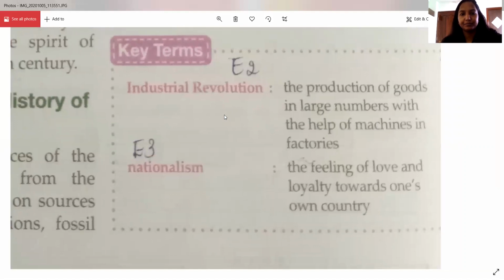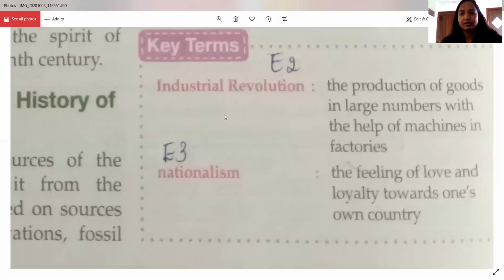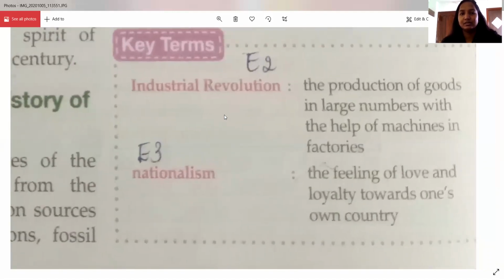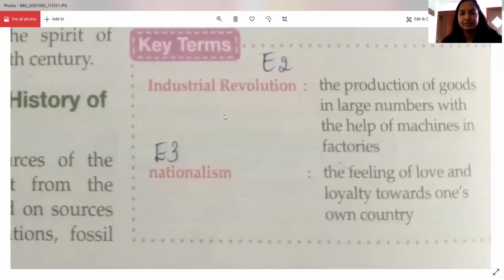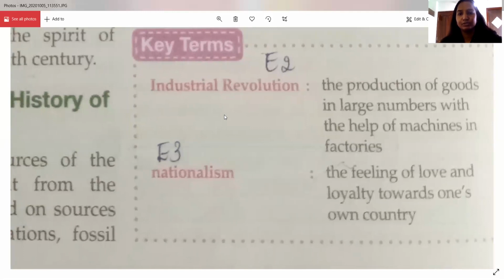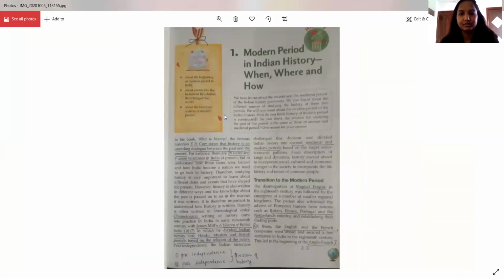Now, this is just a recap, the meaning of the terms of industrial revolution and nationalism. We have already learned this, so let's move to the next.